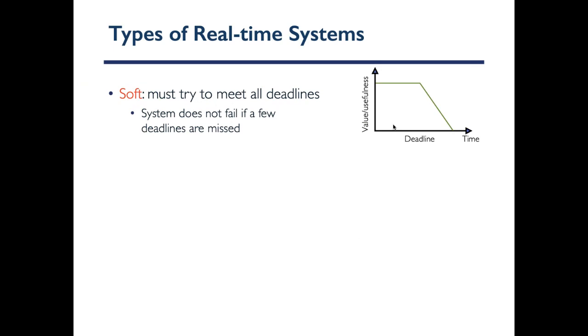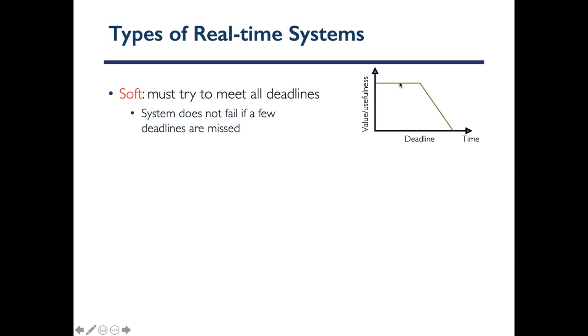So there are different types of real-time systems. We have soft real-time systems. So in these systems, you have a deadline, but you might fail to meet that deadline. And if you do so, then nothing dramatic happens. So it's best depicted by this picture. So in this picture, on the x-axis, I have the deadline, so basically the time. And this point is basically the deadline of my task, let's say. And on the y-axis, I have the value and usefulness of this task.